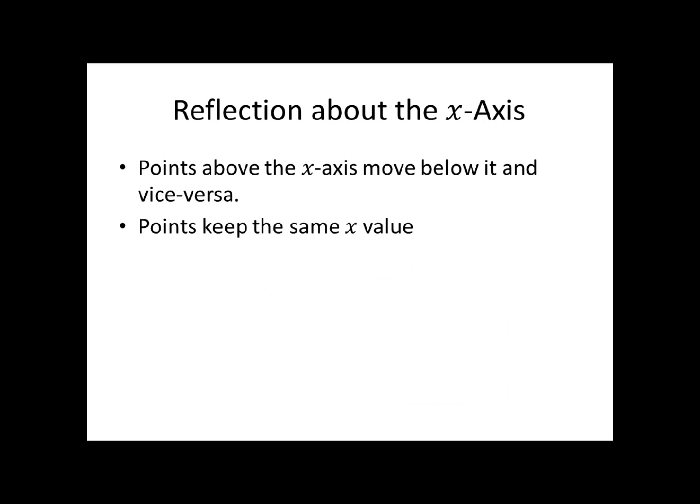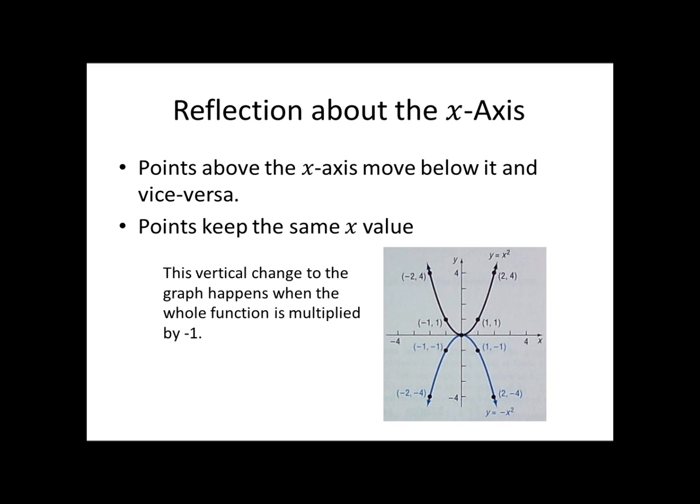Now, reflections about the x-axis. This is a vertical change. Points that are above the x-axis are moving below the x-axis. The points actually keep the same x value, it's just their y value is changing sign. The way we do that is by literally multiplying the whole function by a -1. So here we see that y equals x squared function again reflected over the x-axis, and all we needed to do was put a negative in front of the function.